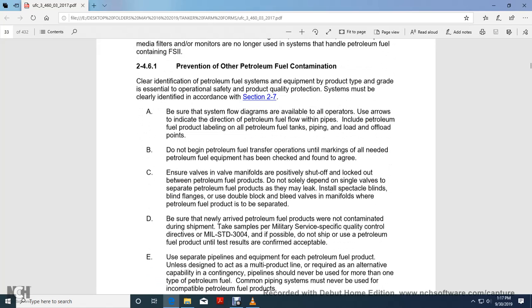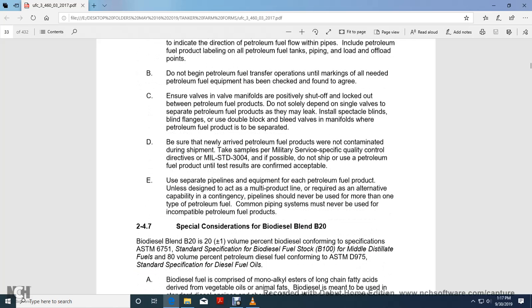2.4.6.1, prevention of other petroleum fuel contamination. Clear identification of petroleum fuel system equipment, product, and grade is essential for operational safety and product quality protection. Systems must be clearly identified in accordance with Section 27. To be sure, system flow diagrams are available to all operators. Use arrows to indicate direction of petroleum fuel flow within pipes, and include petroleum fuel product labeling on petroleum fuel tanks, piping, and loading and offloading points. Do not begin petroleum fuel transfer operations until markings are checked on all the petroleum fuel equipment and found to be correct.